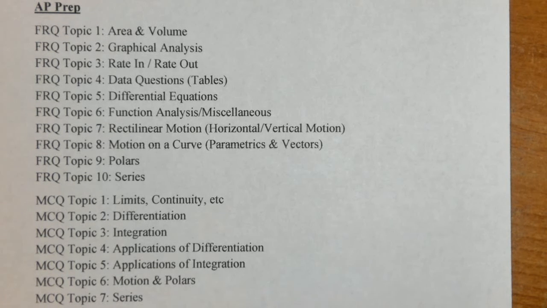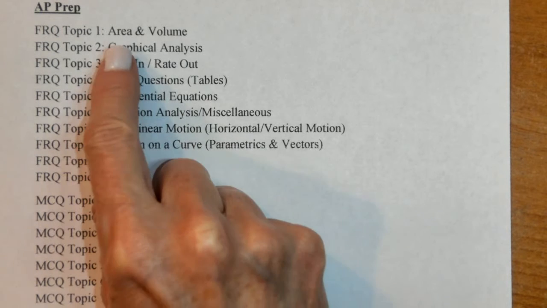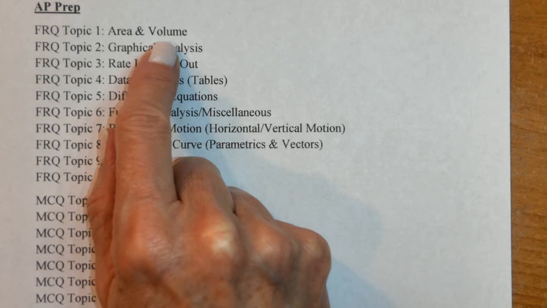Today we begin our AP prep. This is a list of the topics that we are going to be covering. We're going to start with FRQ topics and then go to multiple choice topics. We begin today with area and volume. So this will be a review of area and volume.